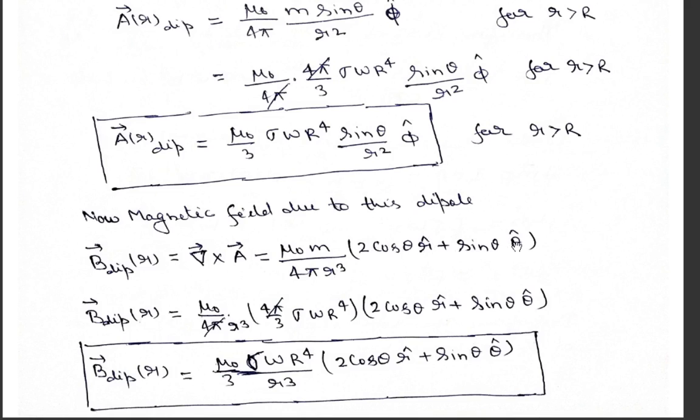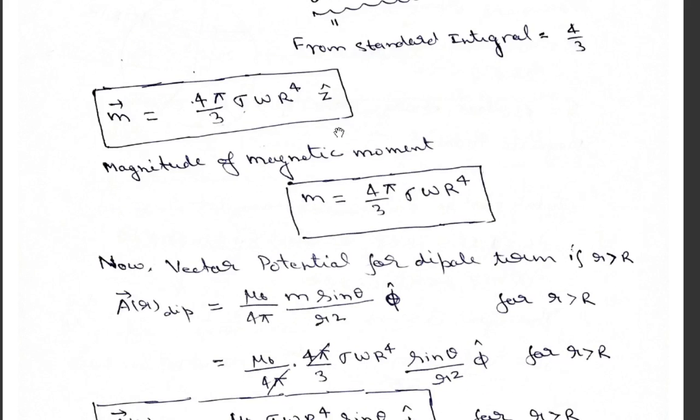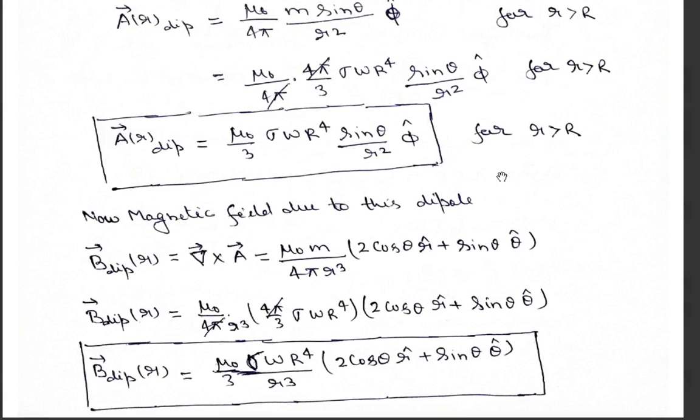So this is the formula, where small m is the magnetic dipole moment, and we know that the magnetic dipole moment due to a spherical shell is 4 pi upon 3 sigma omega r to power 4. If you substitute, that will give the magnetic field due to a dipole. So that is mu 0 upon 4 pi r cube, 4 pi upon 3 sigma omega r to power 4, into 2 cos theta r unit vector plus sin theta theta unit vector. So this will be cancelled out.